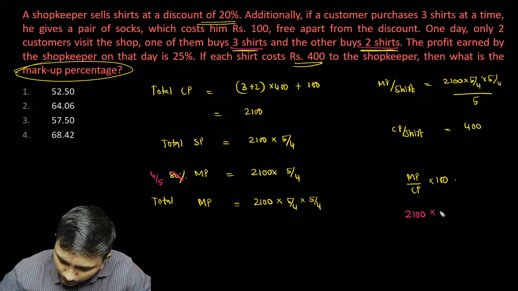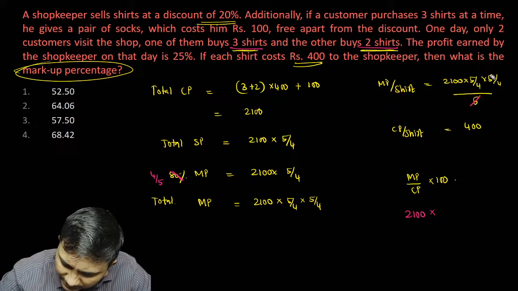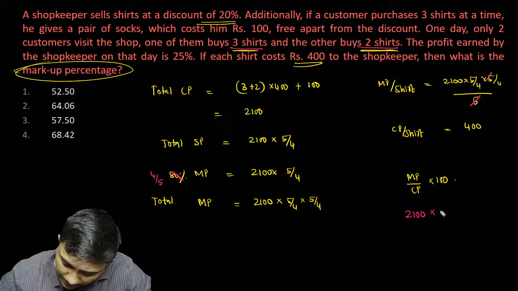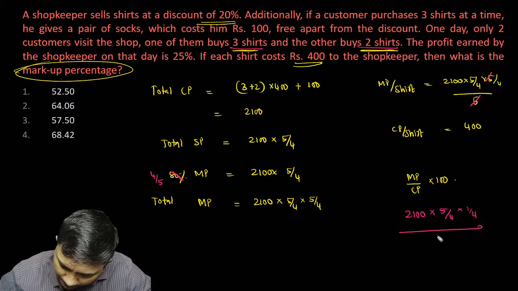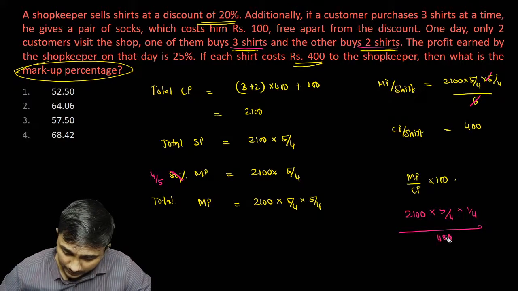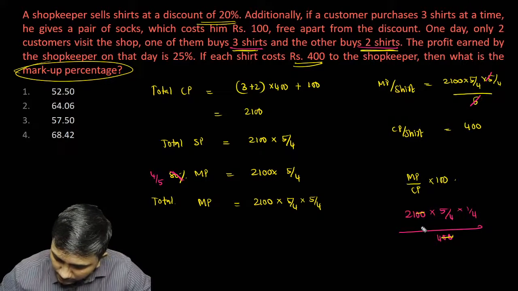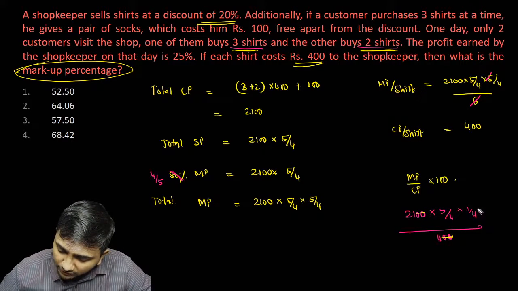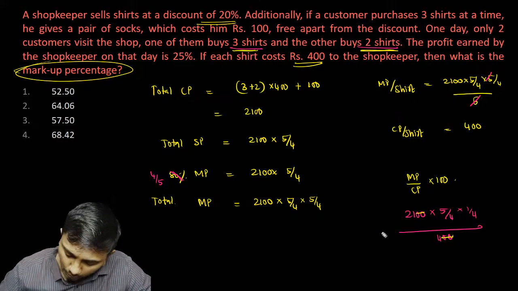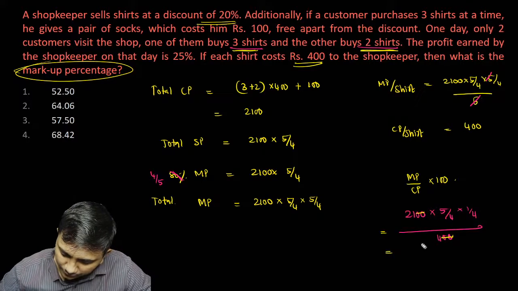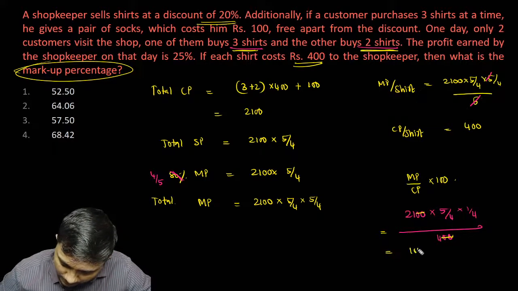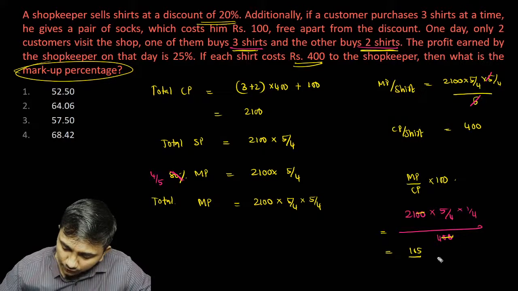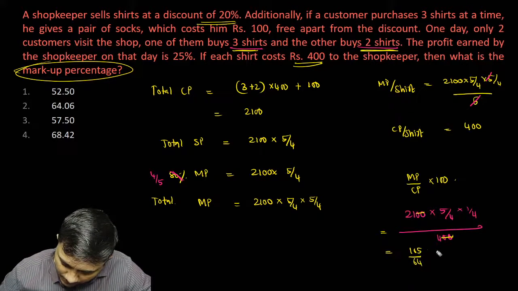2100 into, let's cancel 15 from here, into 5 by 4 into 1 by 4 by 400. You can get rid of these two and this. That will be 21 into 5 by 4 into 4 into 4. So that's going to be 21 into 5 is 105. 4 into 4 into 4 is 64.